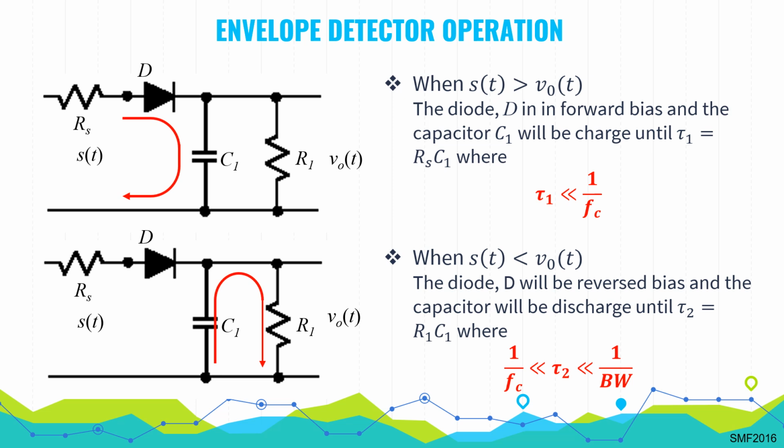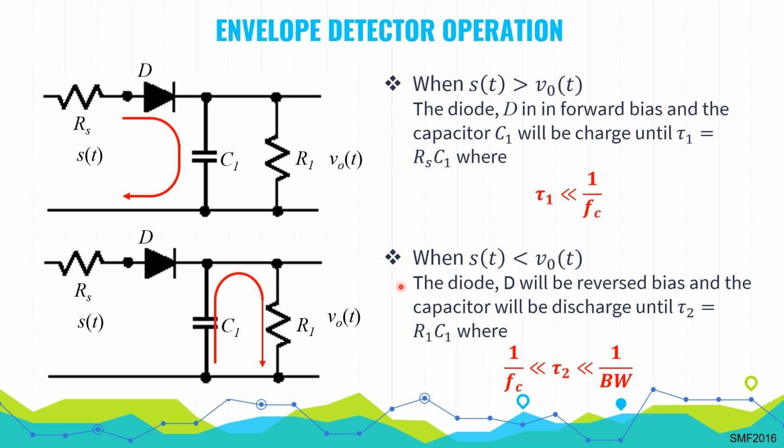Let's break down the operation of the envelope detector step by step. 1. When the input signal, S of t, is greater than the output voltage, V sub O of t, the diode is forward biased. This allows the capacitor, C sub 1, to charge with a time constant tau sub 1 equals R sub S times C sub 1, where tau sub 1 is much less than 1 over F sub C.